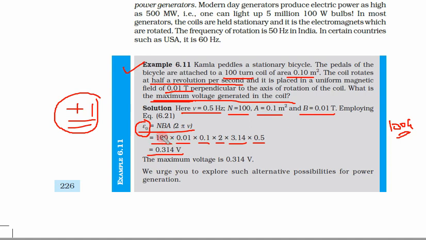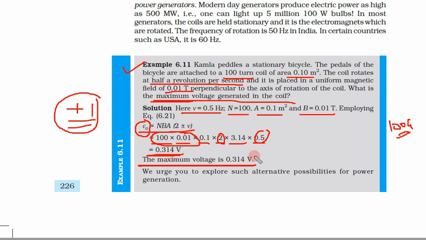So how did we calculate this easily? 100 into 0.1, this becomes 1. Okay. 2 into half, again 1. So what we have? 3.14 into 0.1. So we simply get 0.314 volt. So maximum voltage generated is 0.31 volt.